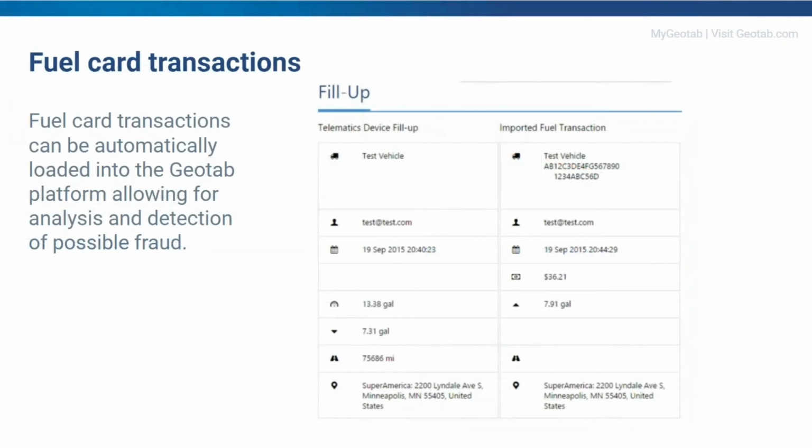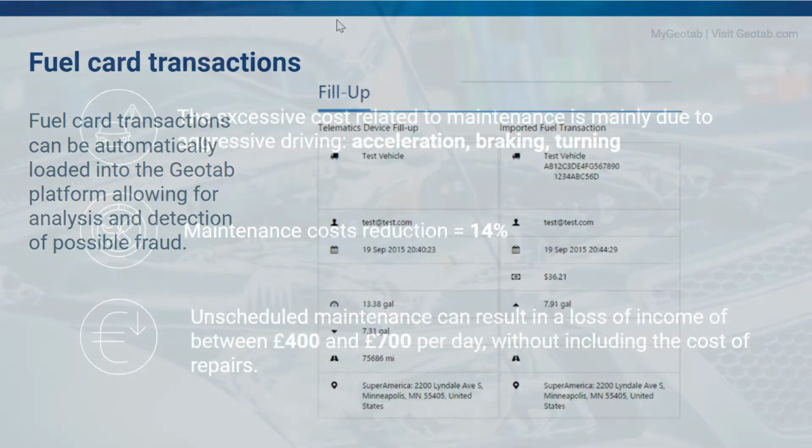Here we've got fuel transactions. This is an interesting strategy. If a fuel card is being used, Geotab's platform has the capability to detect discrepancies between the refuels registered on the card and those registered by the Geotab telematics device. So you can see here we've got the telematics device fill up and the imported fuel transaction that took place, and there's a comparison. Fuel card transactions can be automatically loaded into the Geotab platform as well, allowing for analysis and detection of possible fraud. So that is a useful tool as well.